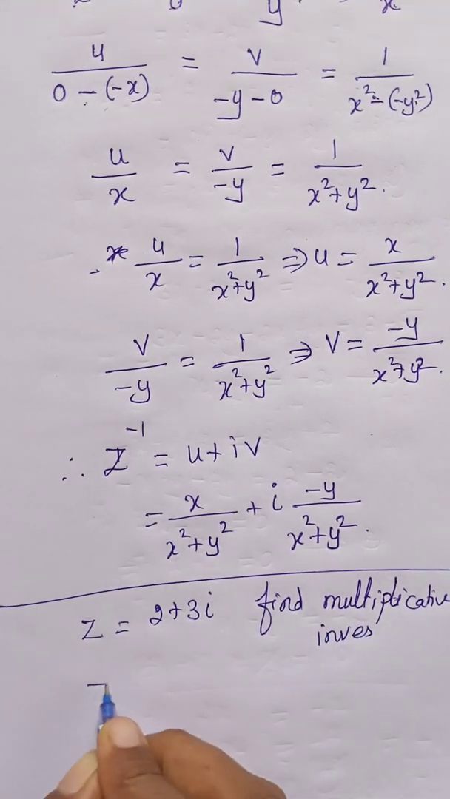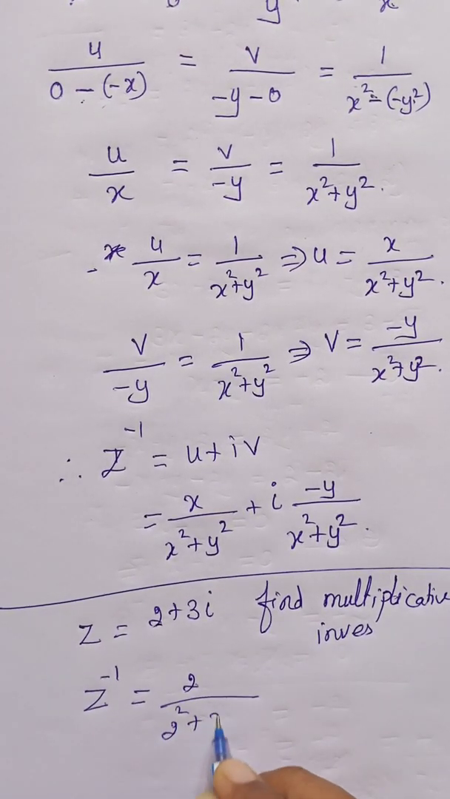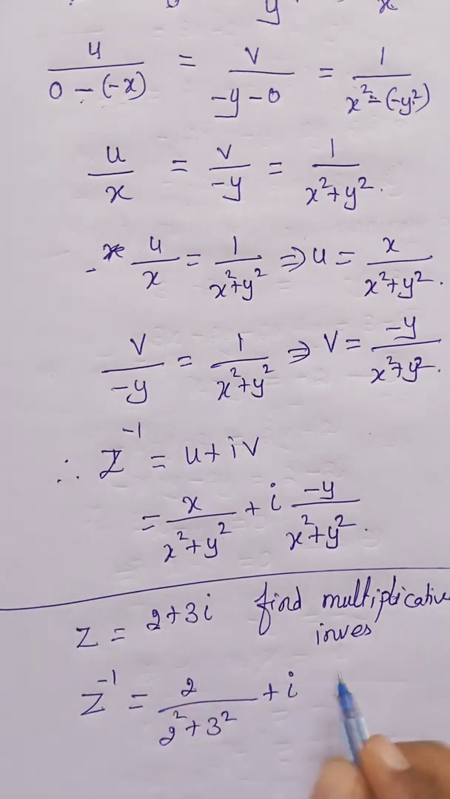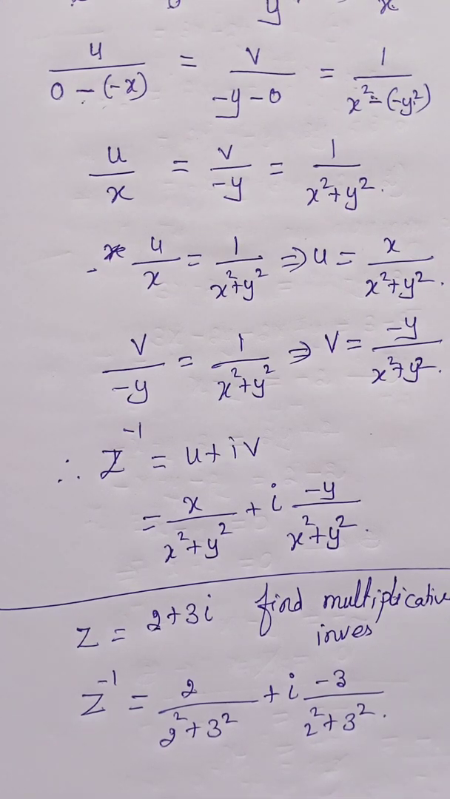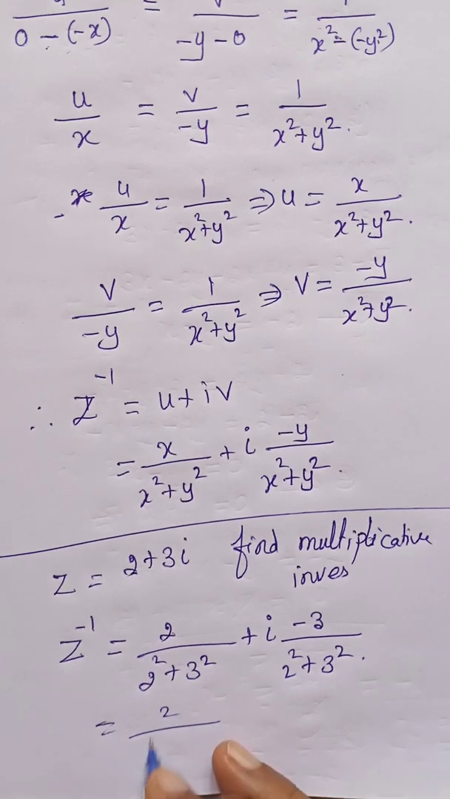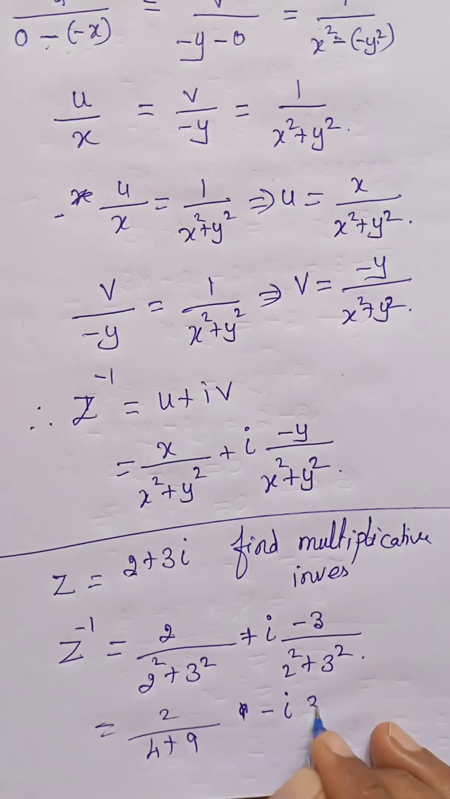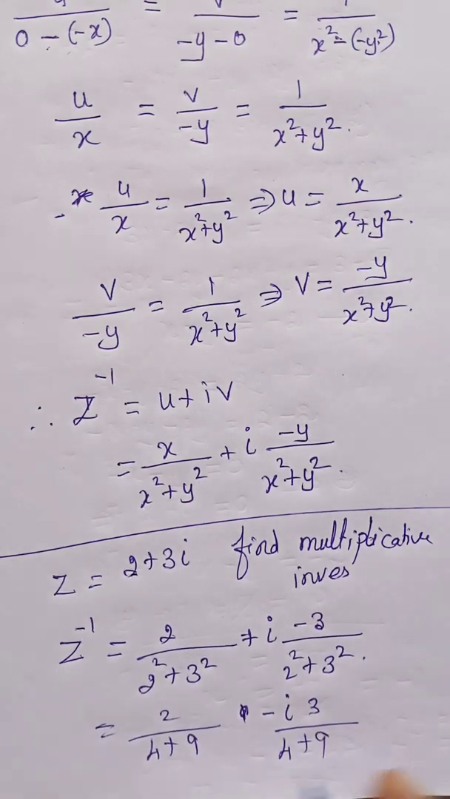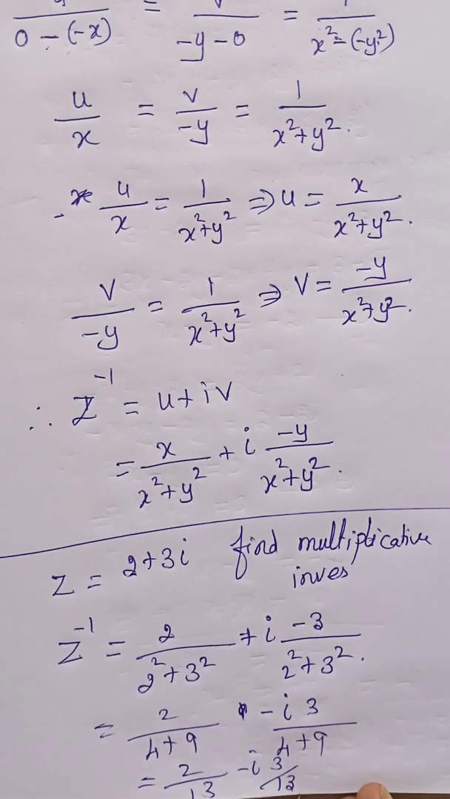Multiplicative inverse, so that is z inverse, isn't it? z inverse, first value 2 by 2 square plus 3 square, plus i into minus the second value by 2 square plus 3 square. It's easy to find out, isn't it? No need to find out any other thing. We can use this formula. Then we have to simplify. 2 by 4 plus 9, plus into minus is minus, i into 3 by 4 plus 9. So 2 by 13 minus i into 3 by 13.